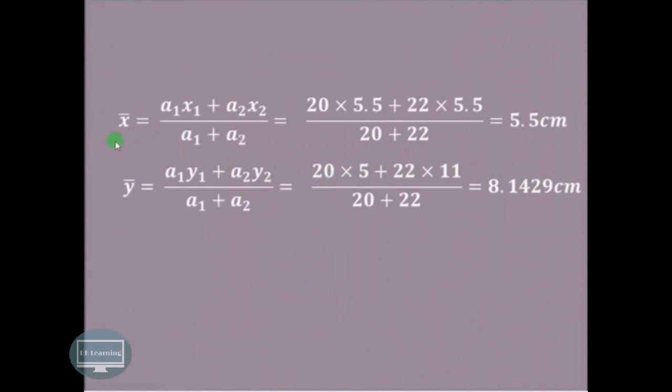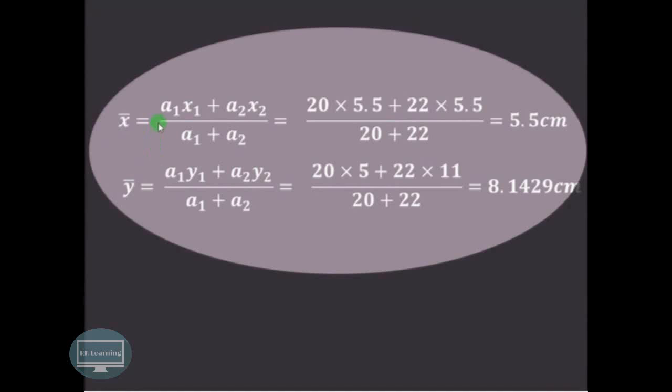So now we will calculate the coordinates x bar and y bar. The formula for x bar is a1x1 plus a2x2 divided by a1 plus a2. The formula for y bar is a1y1 plus a2y2 divided by a1 plus a2. Now substitute the calculated values over here. So you will get the answer for x bar as 5.5 centimeter, and for y bar it is 8.1429 centimeter. So the coordinates of the centroid of the given section, x bar and y bar, are 5.5 centimeter and 8.1429 centimeter.